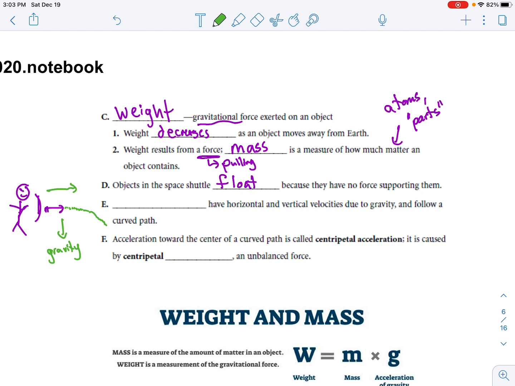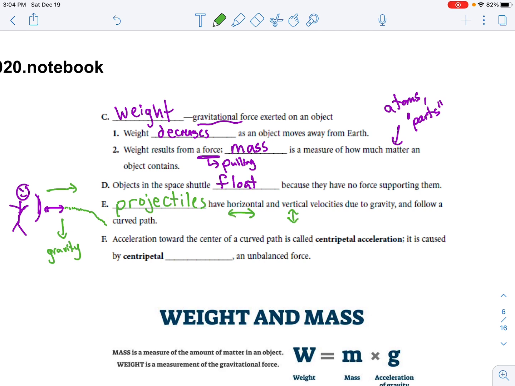These things that you throw forward, like an arrow or a bullet being shot out of a gun, or if you're throwing a baseball or a basketball, anything that is thrown or shot forward has a name. It's called a projectile. Projectiles have a horizontal, so a sideways motion, and a vertical, an up and down motion due to gravity. And they follow a curved path.